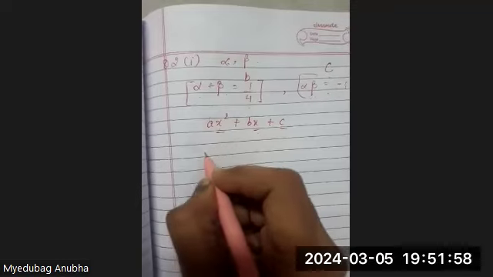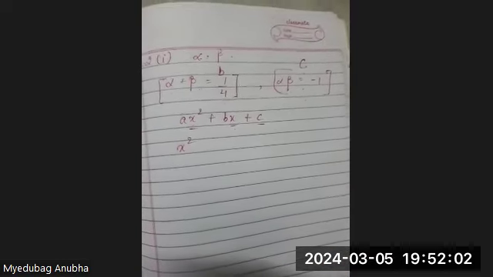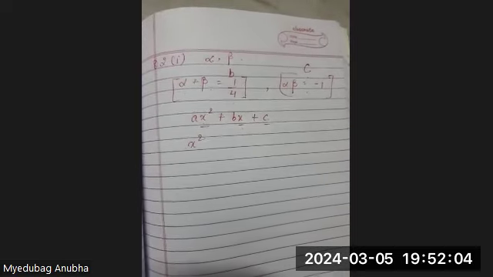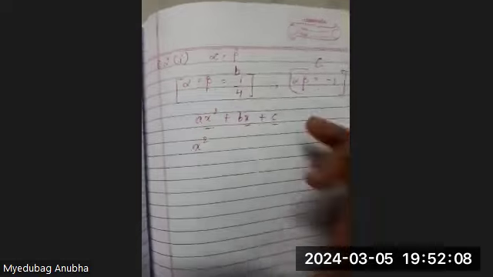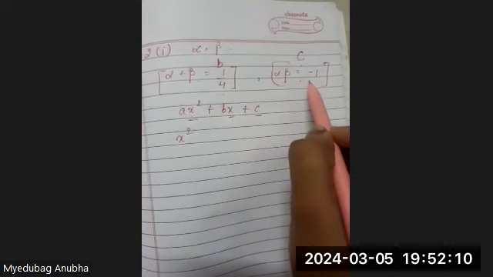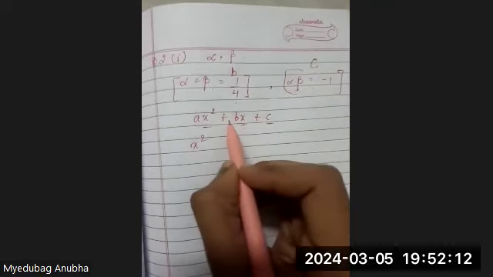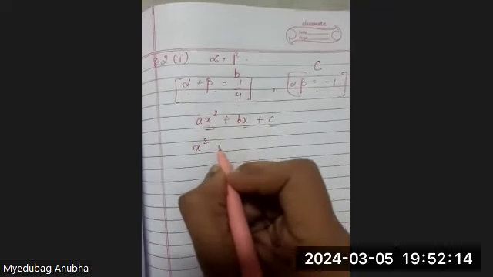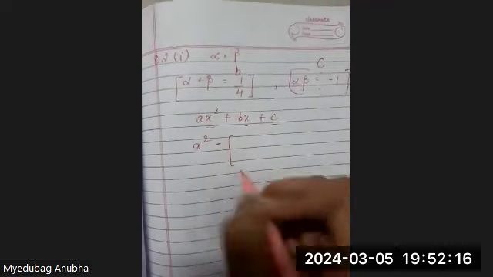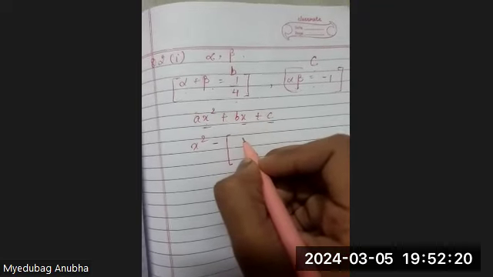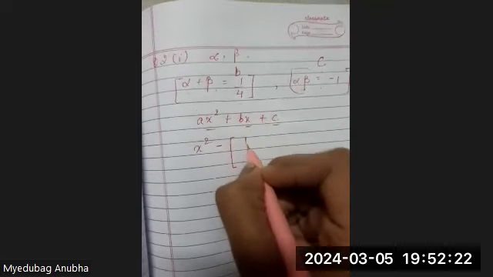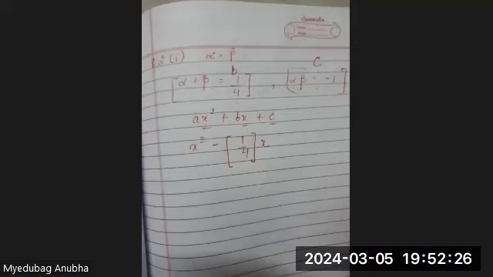Now this is x square. This is our x square. And now as you can see, we know very well all the quadratic equations are ax square plus bx plus c. Now in this equation, as you can see, alpha plus beta is minus 1. So here the positive sign will convert into minus. And now we will substitute the value of b. Can you tell me what is the value of b? 1 upon 4. Yes, 1 upon 4, and this is your x.